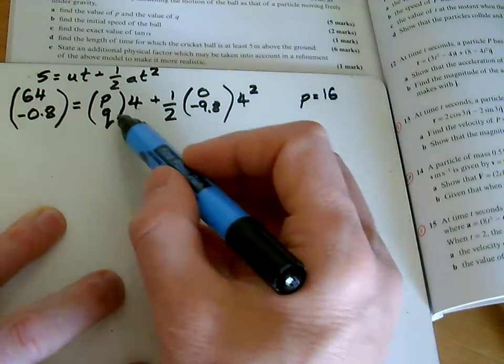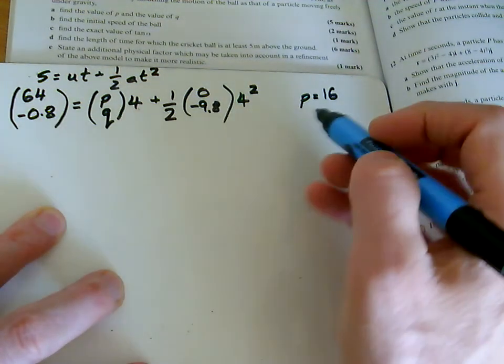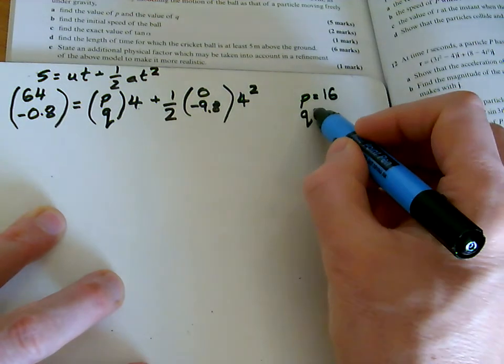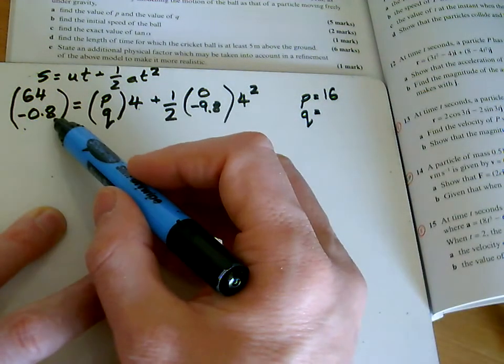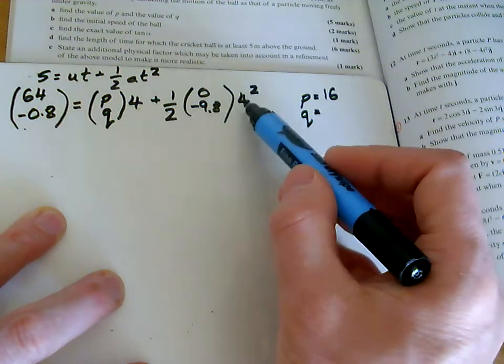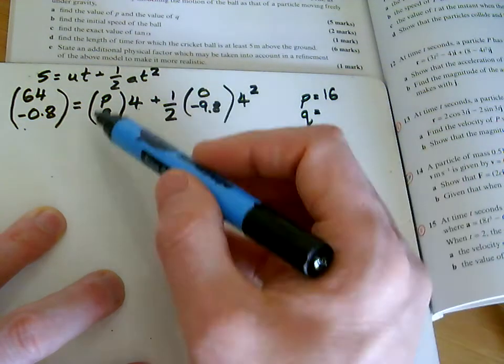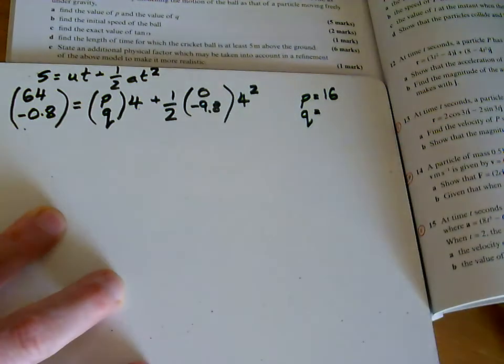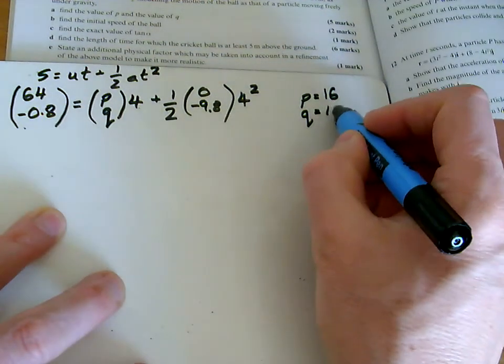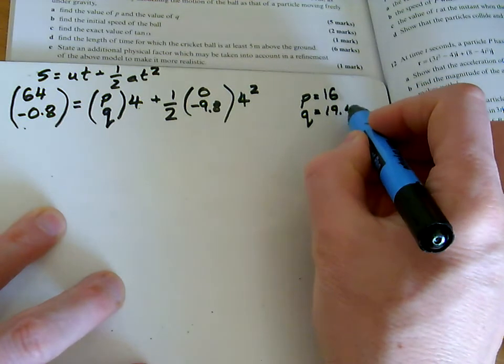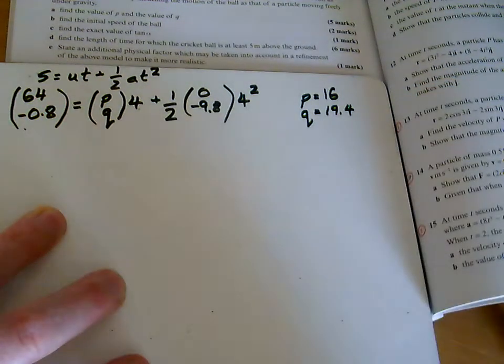Now, if you go along the bottom bit, we can find out what q is. So we've got minus 0.8, half of 16 times minus 9.8, put that over there, and then divide by 4. And when you tap all of that in, you're going to get 19.4. So there's what P and Q are.